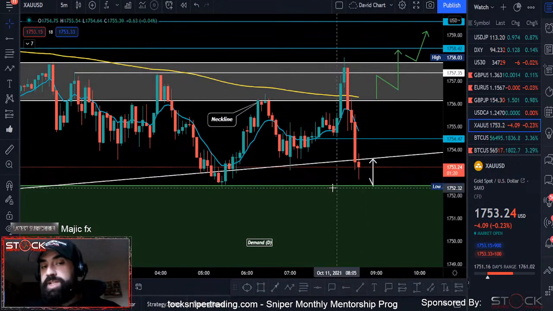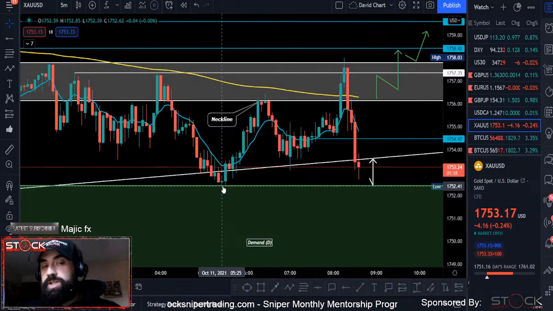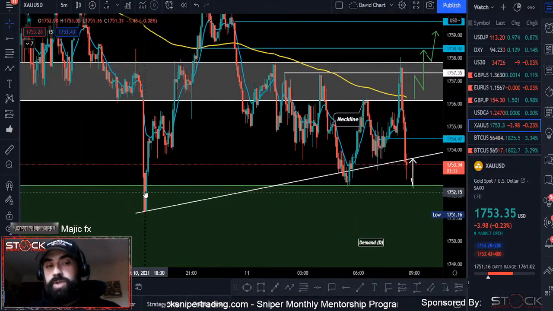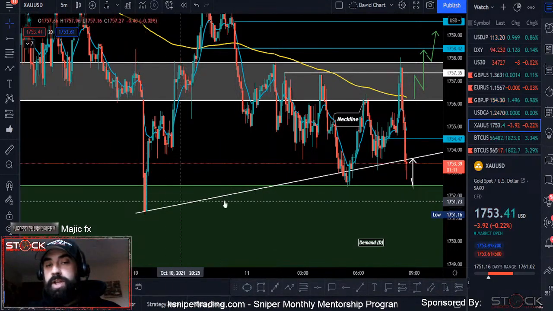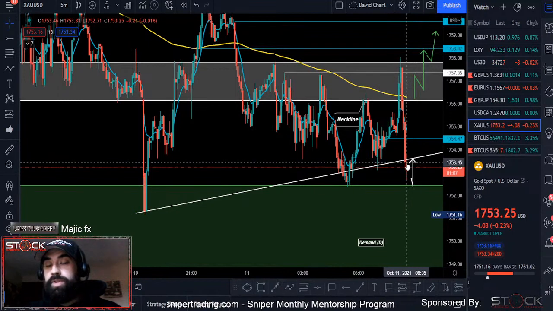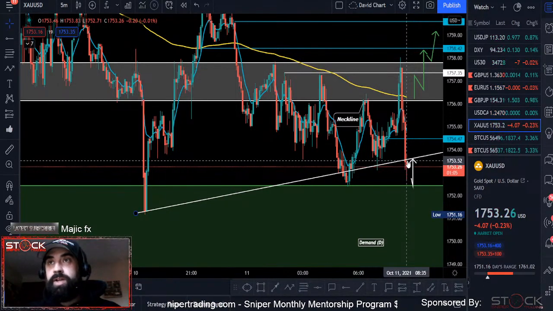So, but now, like I said, if it's going to start breaking this support, it's going to start to have a continuation, which would be this structure that we're looking at in terms of a target. Okay. But you can see this is where it overall started. And now they're trying to push it above, but they're getting resisted at this key area.